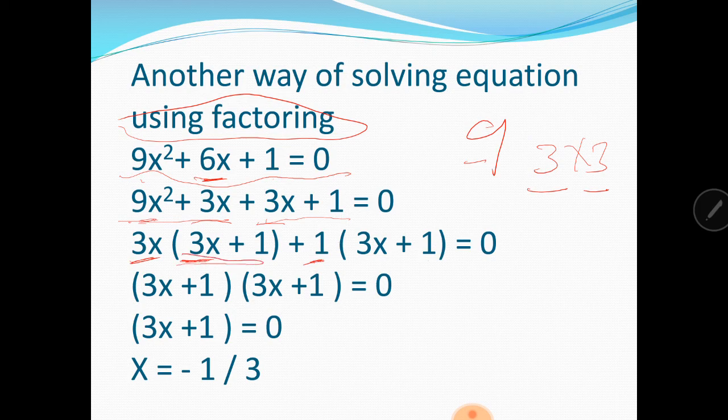Now 3x plus 1 is common in these two terms, right? So you take that 3x plus 1 common, so what is left is 3x plus 1 in the other bracket. So basically you get (3x plus 1) squared. So whenever 3x plus 1 is 0, this is the solution. So when 3x plus 1 is 0, x equals minus 1 upon 3. So that's the solution we found before. So this is the solution by factoring.